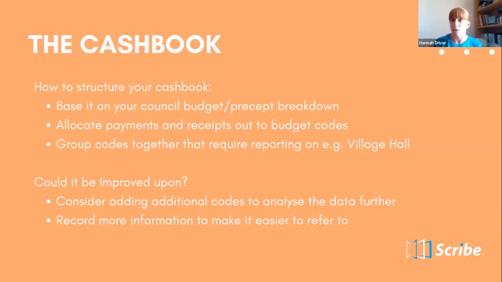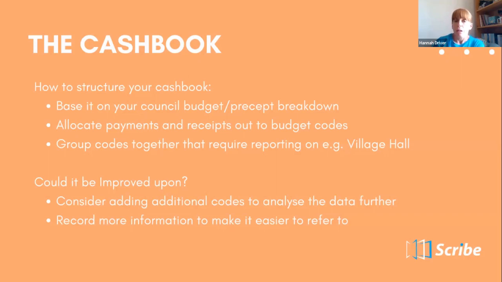If you think about the village hall, can I easily produce a report that says, on one hand, what income do I get from the village hall? What does it cost me to run the village hall? What do we pay on rates, utilities, maintenance, cleaning? So I can see exactly what's going on in that scenario. So if you're thinking about the sort of reporting that you need to do and the information you get asked for, base your cash book on that so you can get that information out.